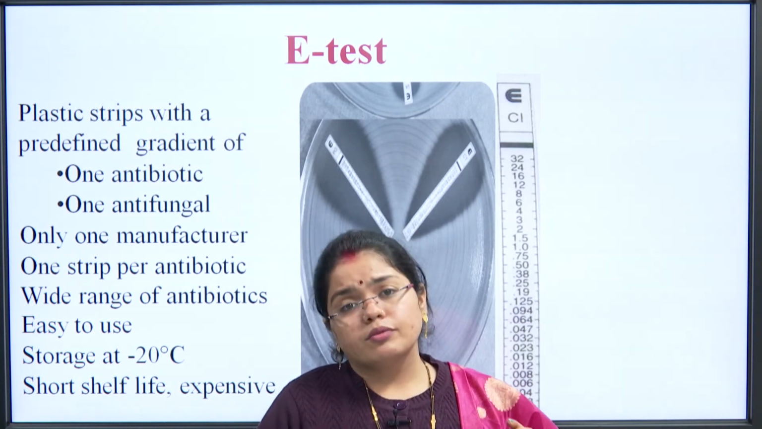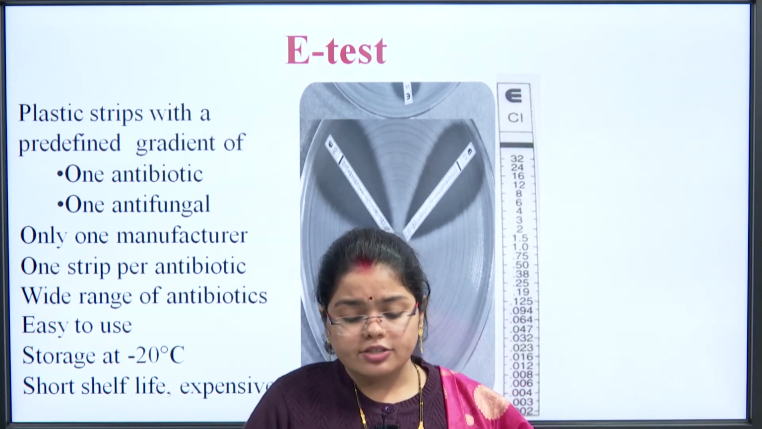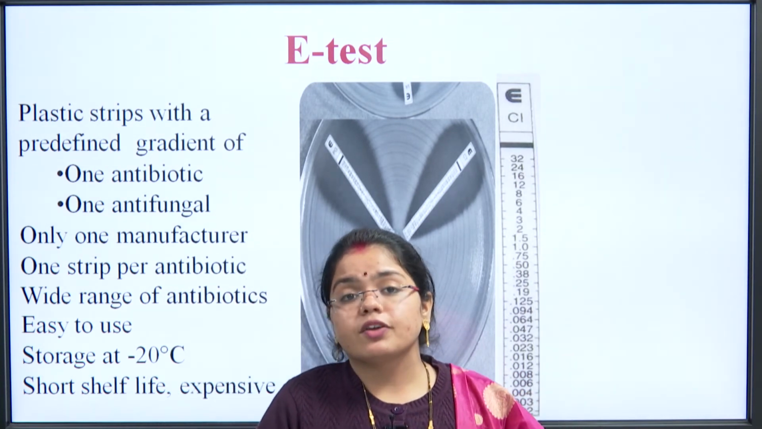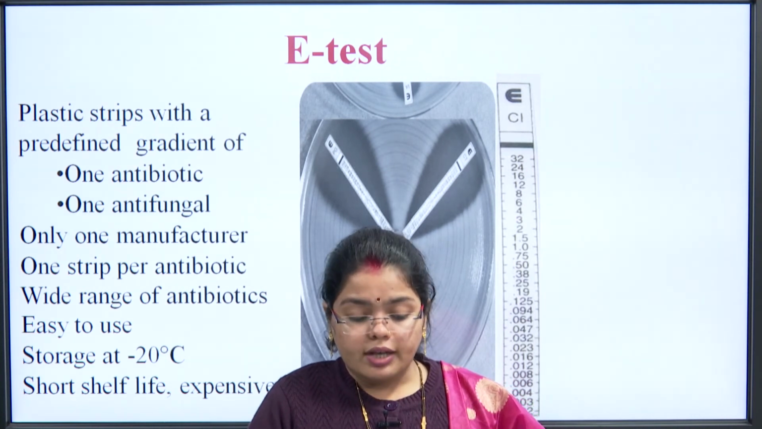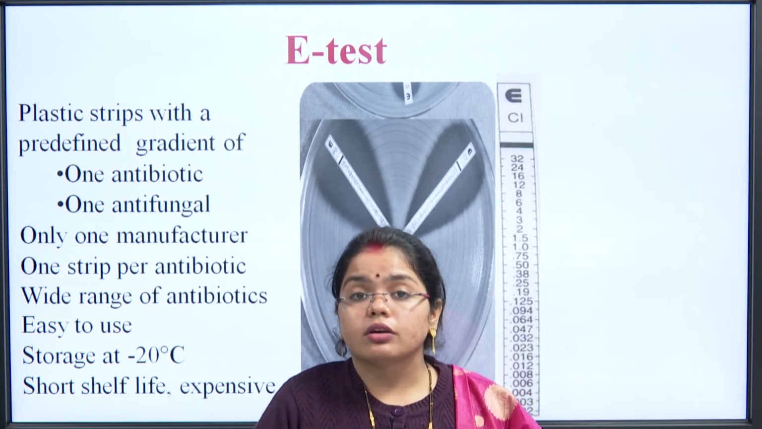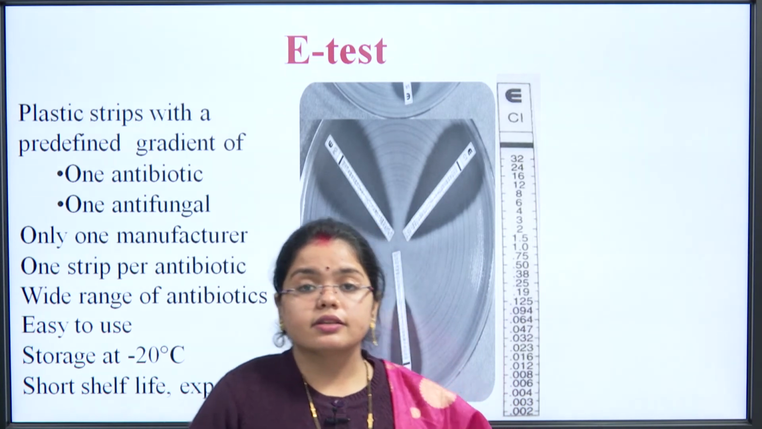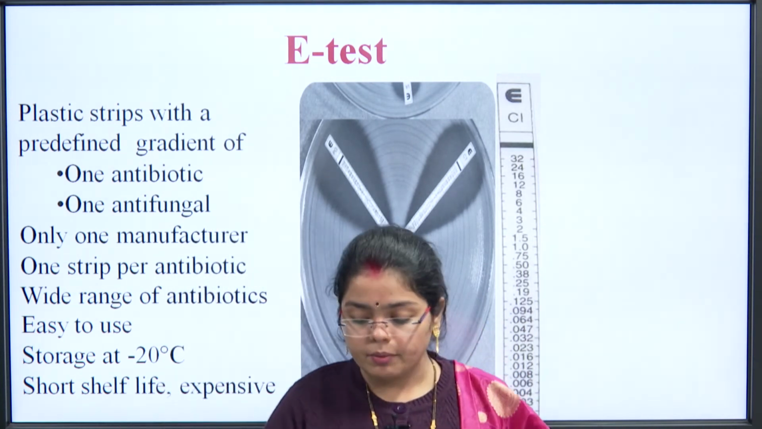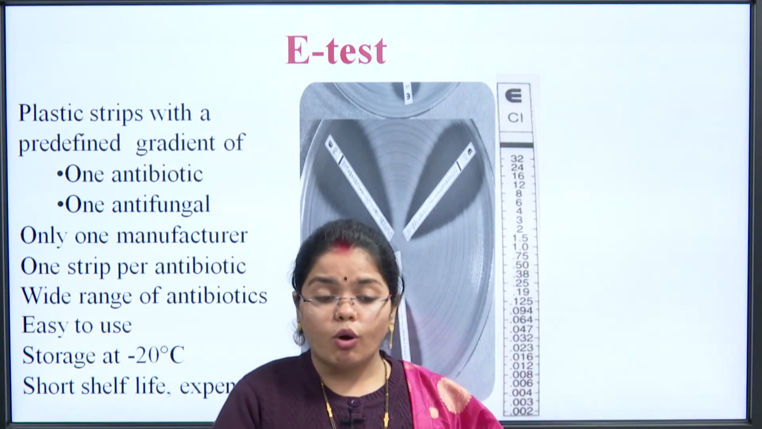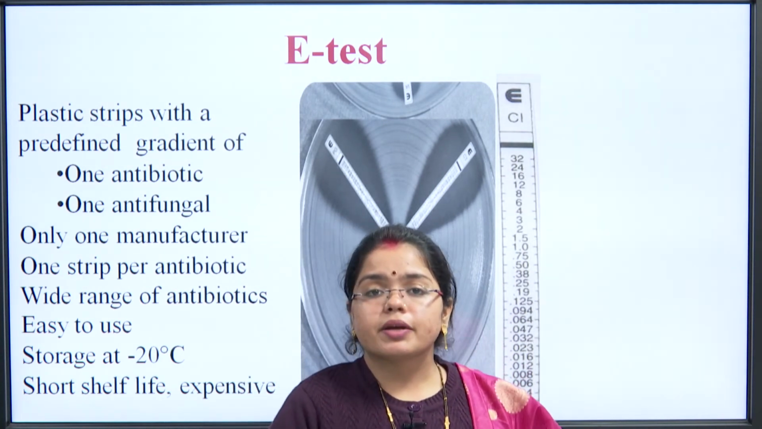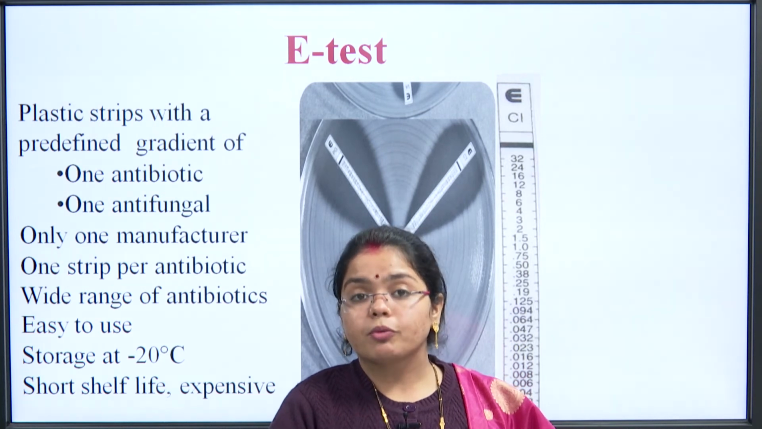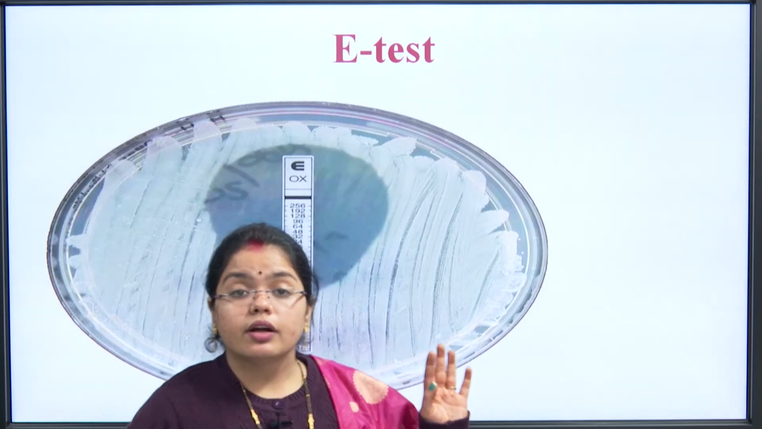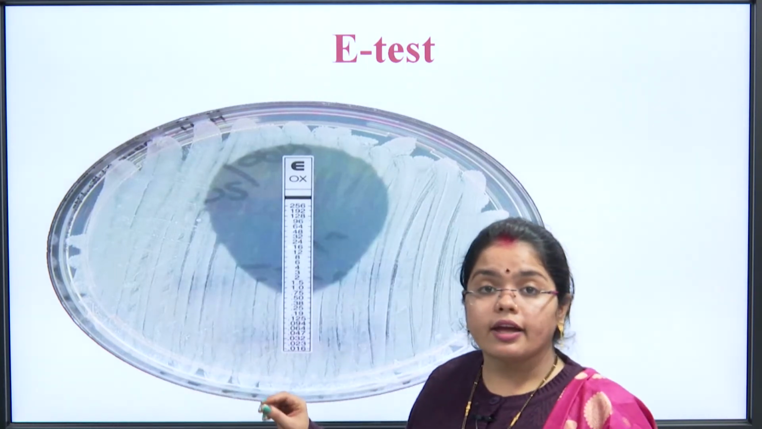Then also one problem with this strip is that it has a short shelf life. Shelf life refers to the time after which the product is not good to use. So, for that reason we need to purchase it again and again, we cannot store it for a longer term, and it is slightly expensive as well. Although all these things are minus, it gives a good result, a more appropriate result. So, this is how the e-test will look like on the agar plate.